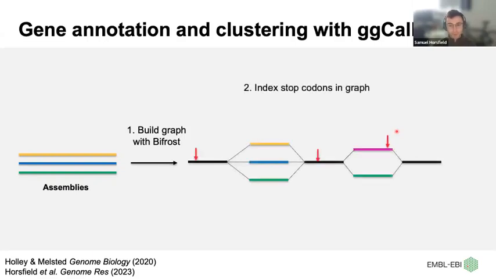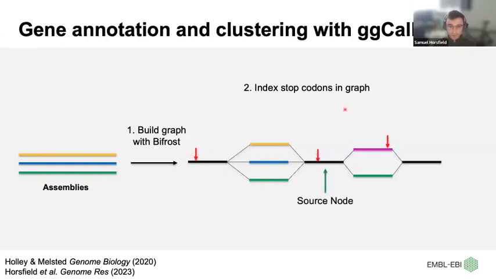So once you've built your graph, ggcaller then identifies all of the stop codons across the entire population, across the entire pangenome graph. And the reason why ggcaller looks for stop codons is that bacterial genes don't contain introns, and so therefore a bacterial gene will only ever be found between two stop codons. It can't traverse two stop codons. So it always begins somewhere within these two stop codons and ends at one of the two stop codons.